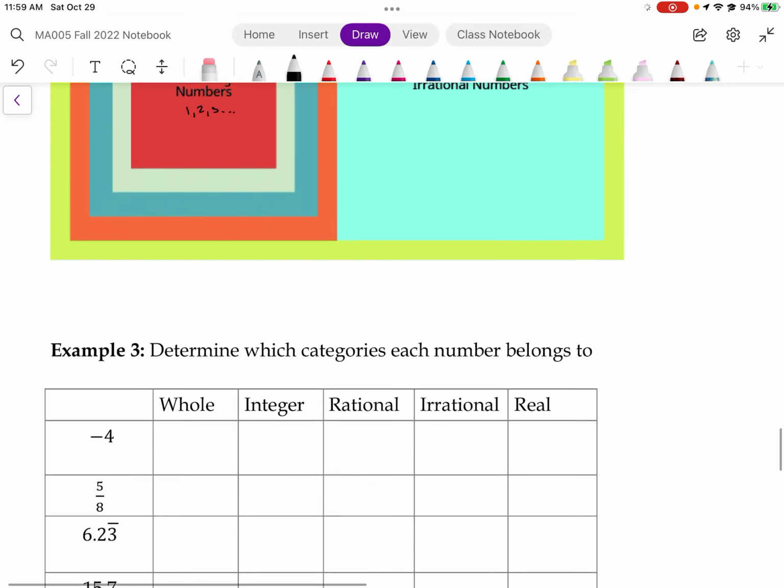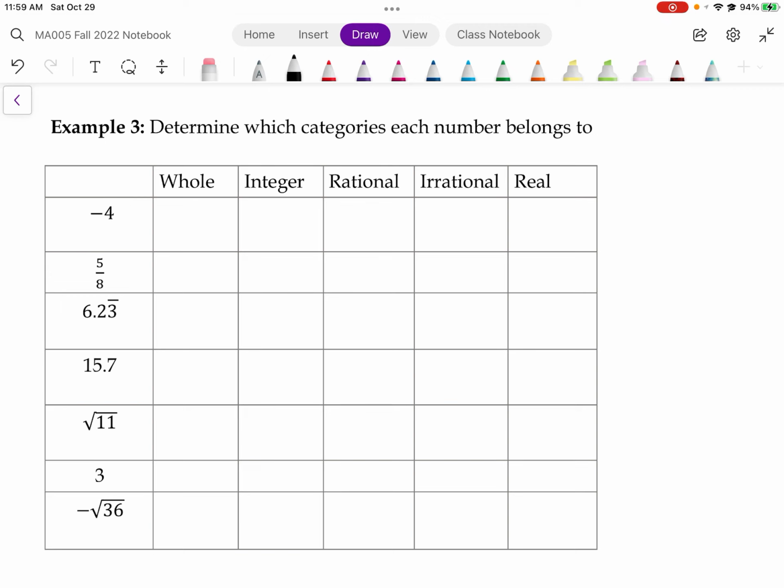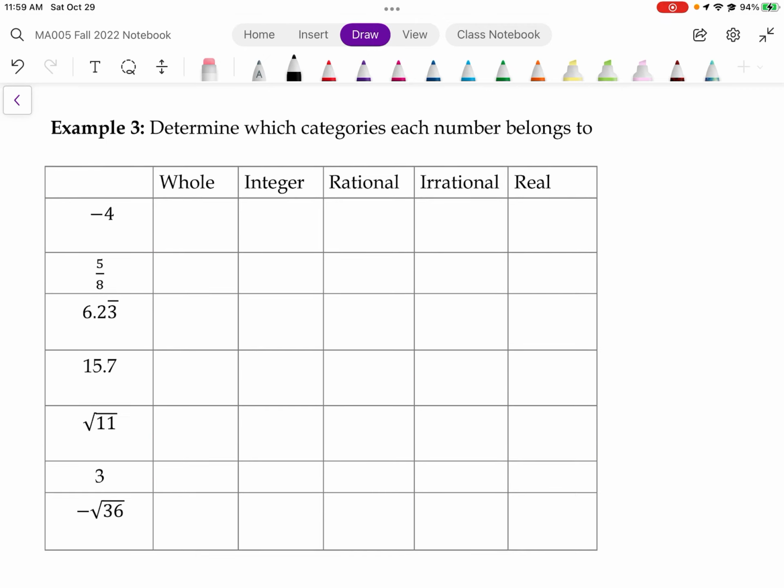All right, so now the last thing we're going to do is determine which categories each number belongs to. And the best way to do these is to do it yourself. So just try these and see if you get them right. I'm just going to put a check mark in the ones that are correct. And so I'll do number -4 for you.